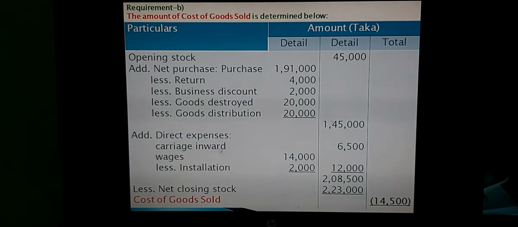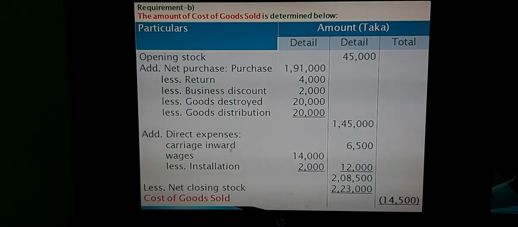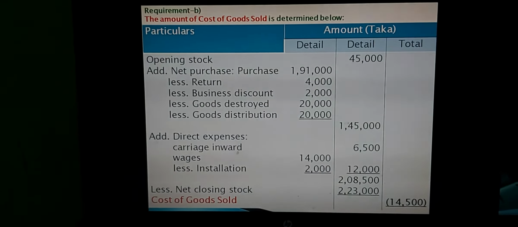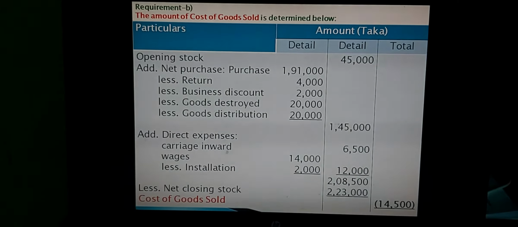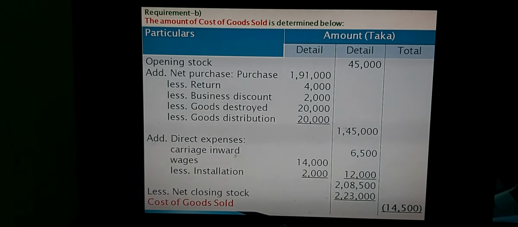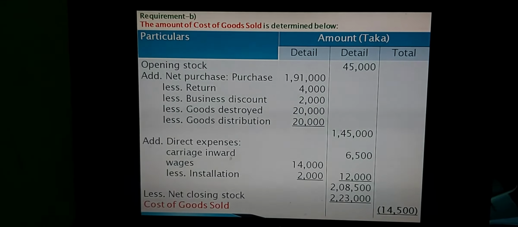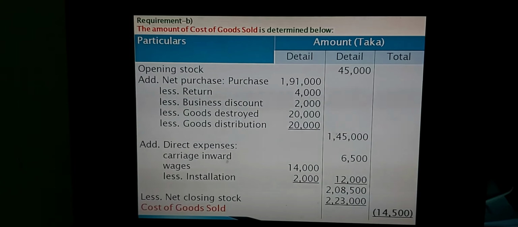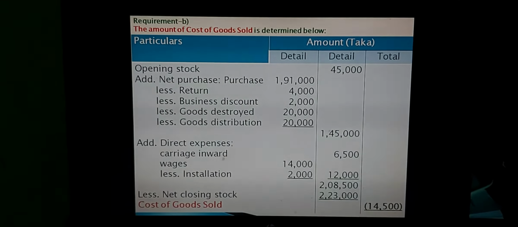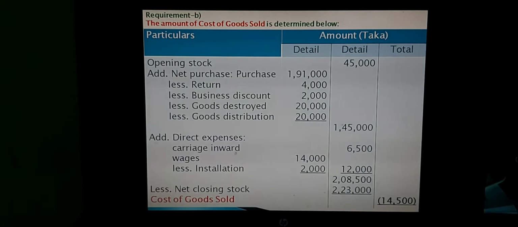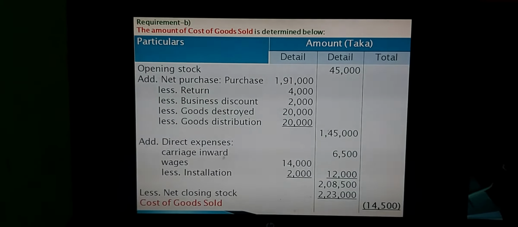in middle column. Now you can add totally 4 items, 1,45,000, 6,500 and 12,000. So total amount of these items 2,08,500. Now you can deduct the amount of net closing stock 2,23,000, which is taken from requirement A, 2,23,000. Now you can deduct it and get the amount of 14,500 decrease item. This is a negative item. So cost of goods sold amount taka 14,500 negative figure. This is the result for this math. Cost of goods sold taka 14,500 is negative figure.